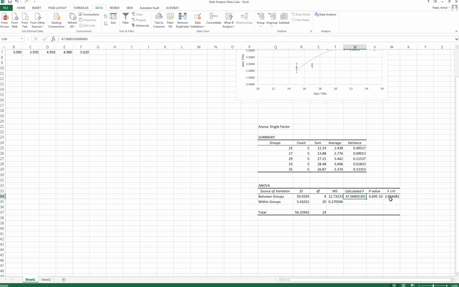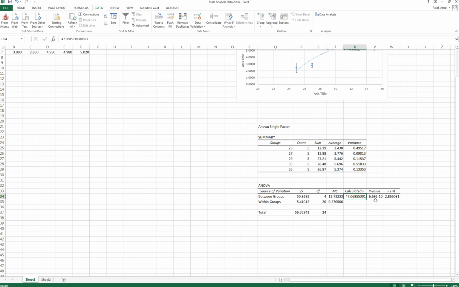Well, 47 is certainly bigger than 2.86. So you could say with a 95% or maybe even 99% confidence level, or beyond that, I'll help you figure that out in a second, you could say that there is a significant difference between or among your groups. You need to say that your calculated F value is 47 and change, and your F critical is 2.86 and change. You've got to change your decimal value so that they're consistent with your process data.